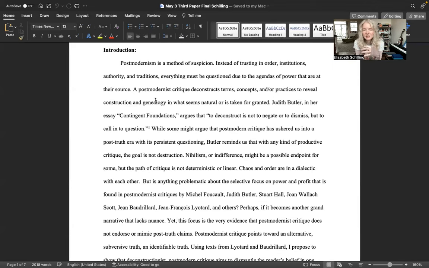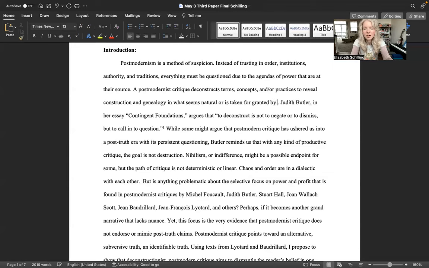All right, postmodernism is a method of suspicion. Instead of trusting order, institutions, authority, and traditions, everything must be questioned due to the agendas of power that are at their source. A postmodernist critique deconstructs terms, concepts, and/or practices to reveal construction and genealogy in what seems natural or is taken for granted by others. I wonder if I should write that. I just never stop editing.